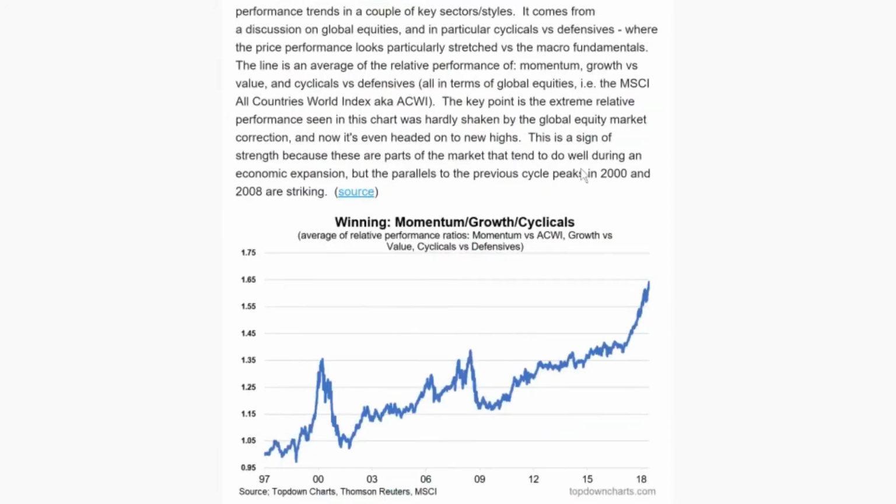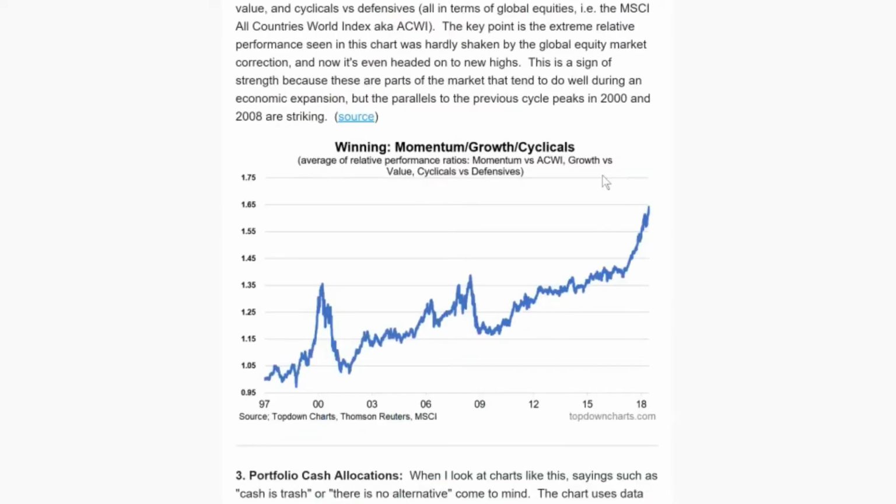Next one is global equity relativities. So this is the sectors which are winning, or the styles. So momentum, I guess you call that a style, growth versus value, cyclicals versus defensives. And you can see that there's been this parabolic run, similar, not the same magnitude, but similar to what we saw at the peak in the 2000 dot-com boom, and similar to what we saw in the lead up to just before the financial crisis. So that's why I'd highlight this one. The parallels to 2000 and 2008 are pretty striking.